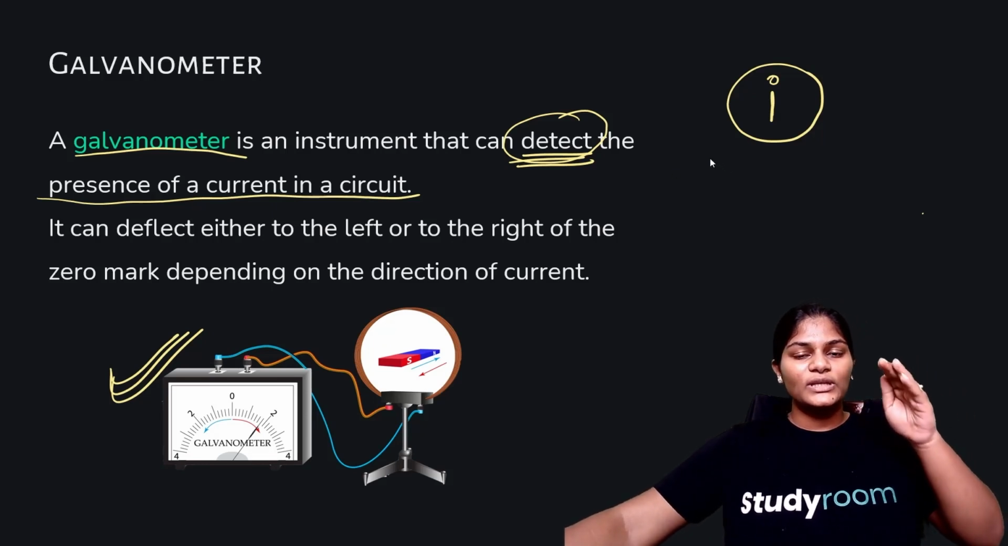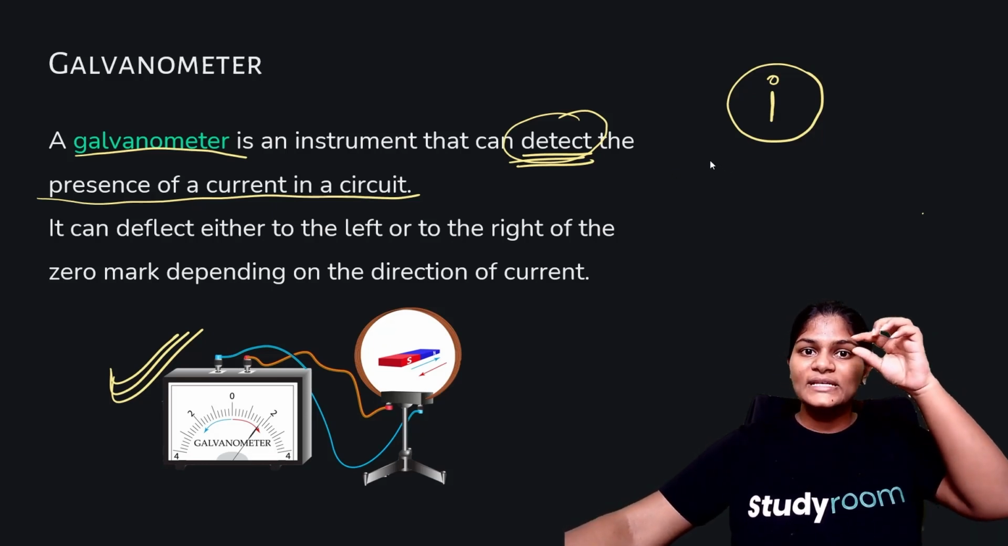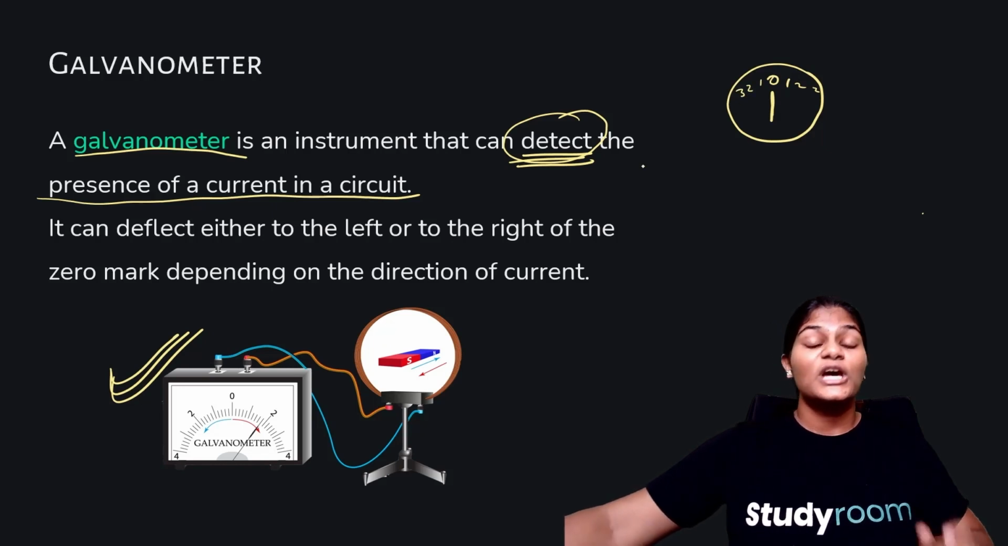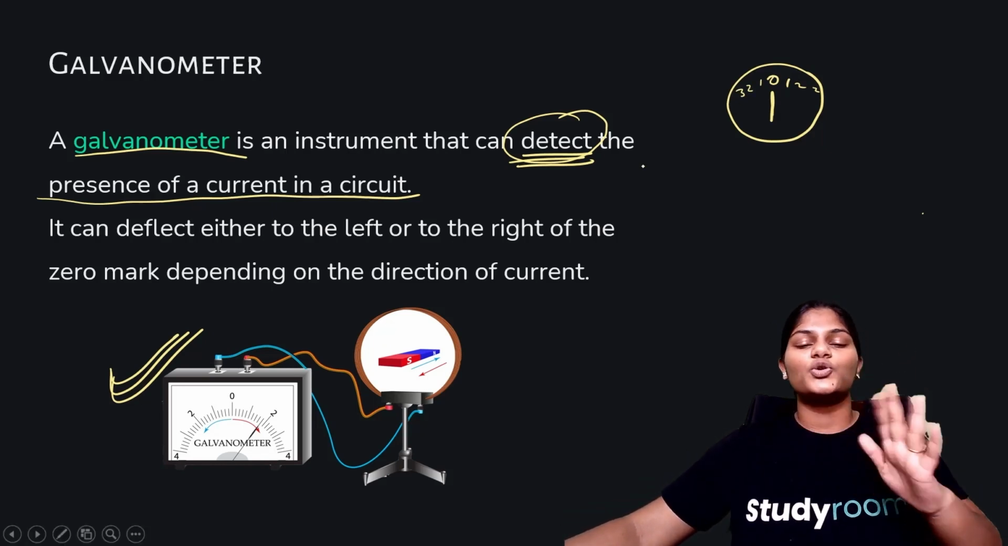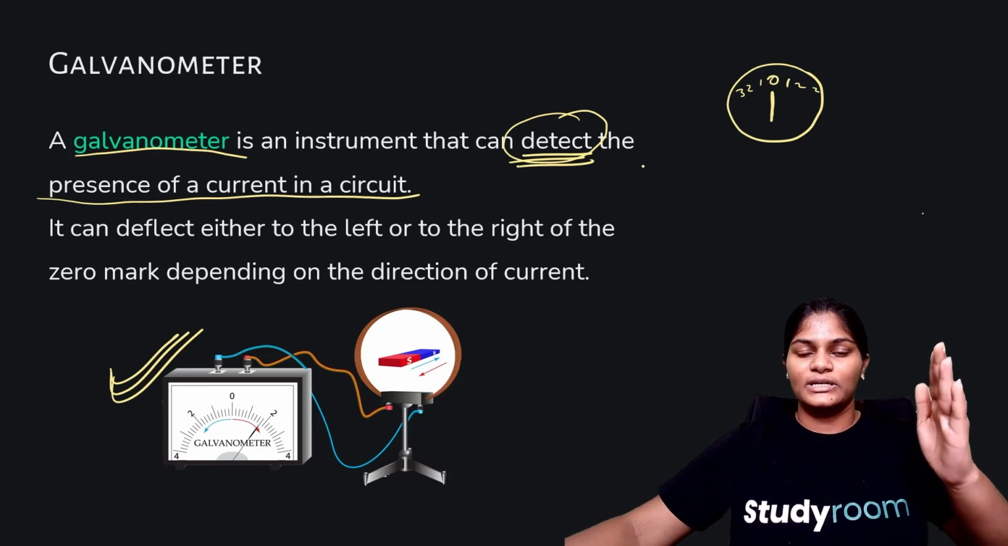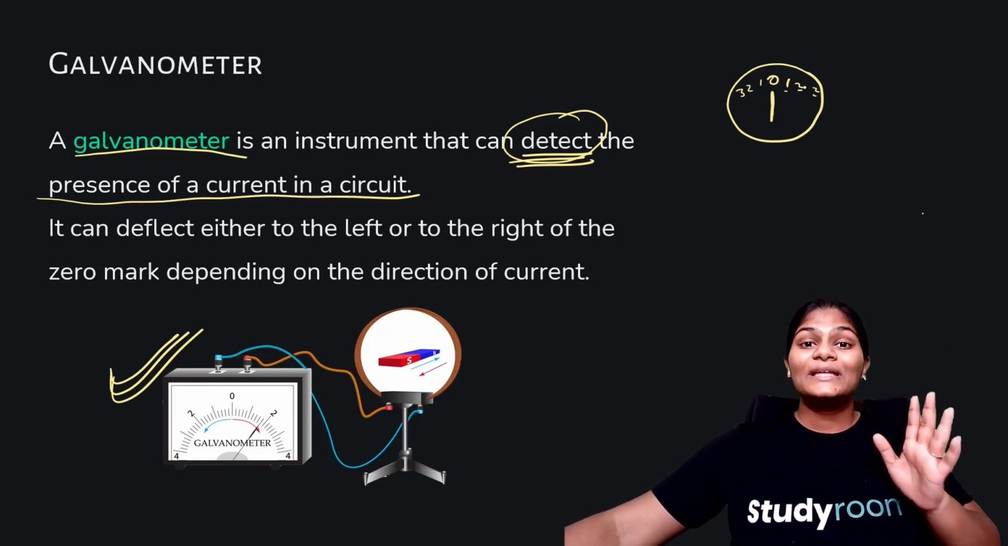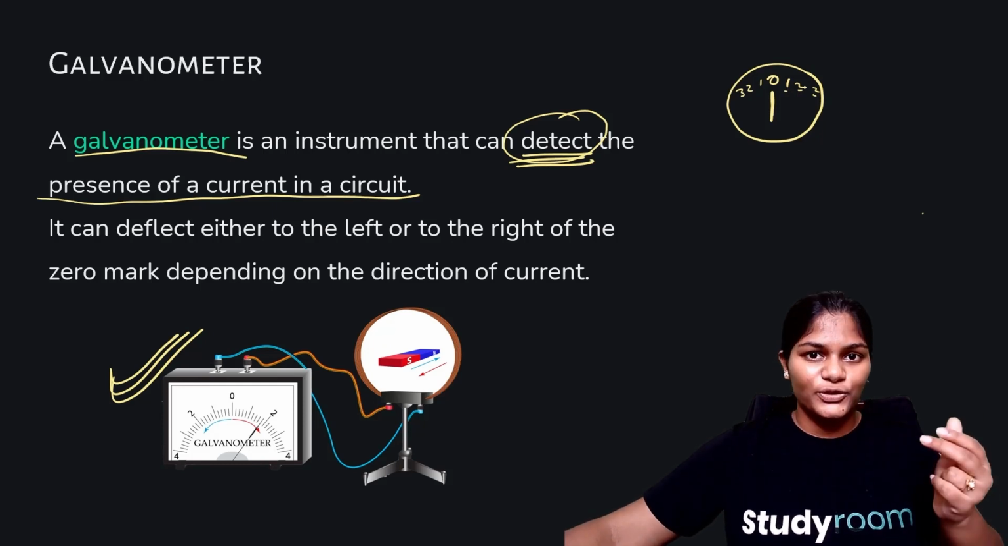Okay, so we know now that the zero of the galvanometer is exactly in the middle, and then here there is 1, 2, 3 and so on. Here also there is 1, 2 and 3. So these 1, 2, 3 don't show you the amperes of current. 1 doesn't mean 1 ampere, 2 ampere, 3 ampere. No, this only means the strength of the current.